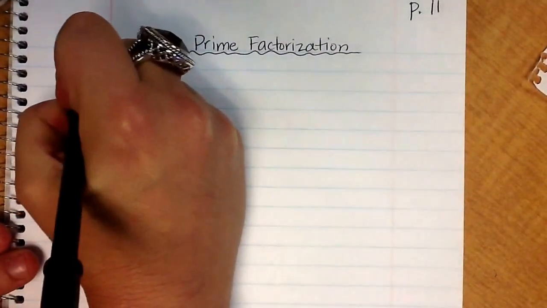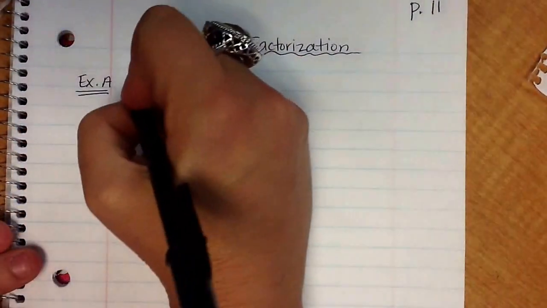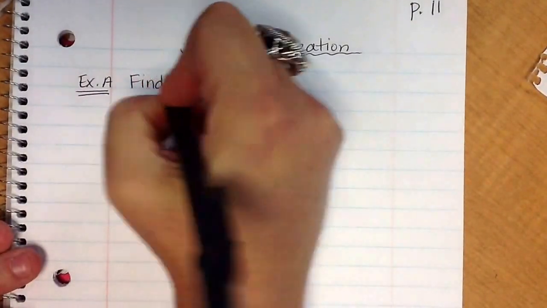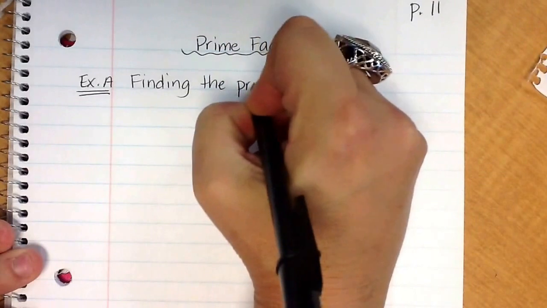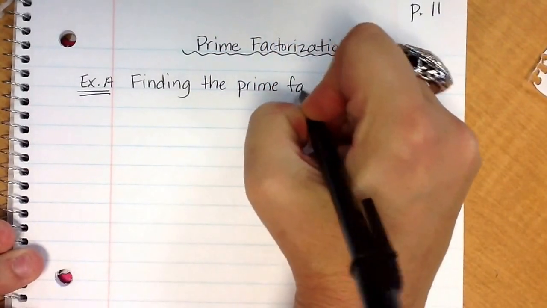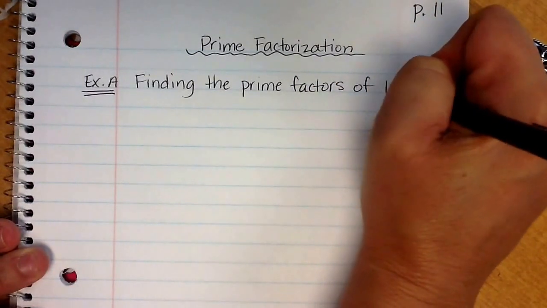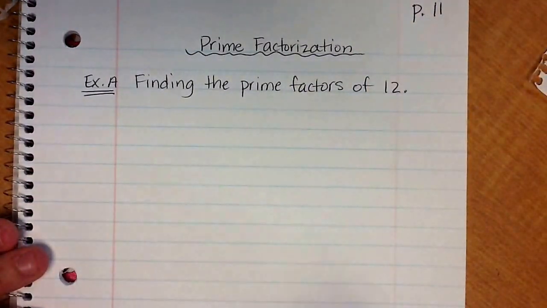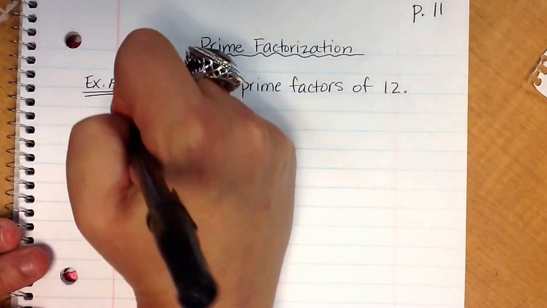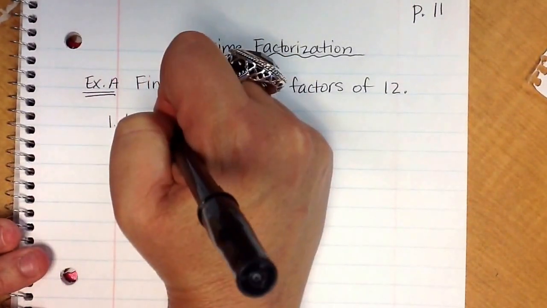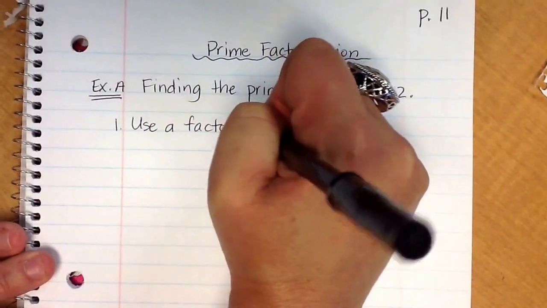For this example, we're going to call it example A. And you're going to be finding the prime factors of 12. So there's a couple ways that you can do this. The first way we're going to talk about is using a factor tree.